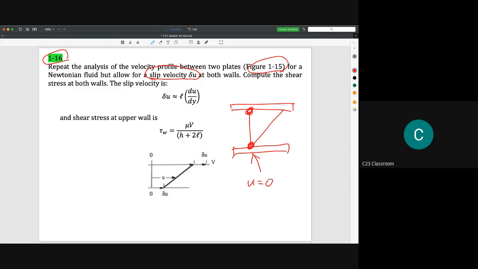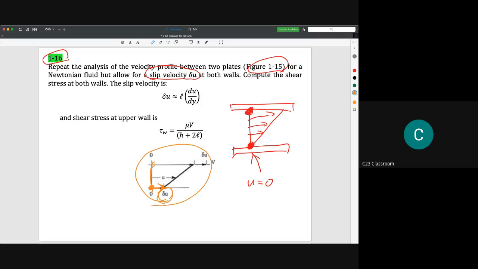However, in certain situations, the slip condition actually occurs. When the slip condition occurs, your velocity distribution cannot be like this. You need to show that your velocity distribution is something like this one. At the starting point here, the molecules do not stay in their place, they also move at a certain velocity. We assume that this certain velocity is delta U.